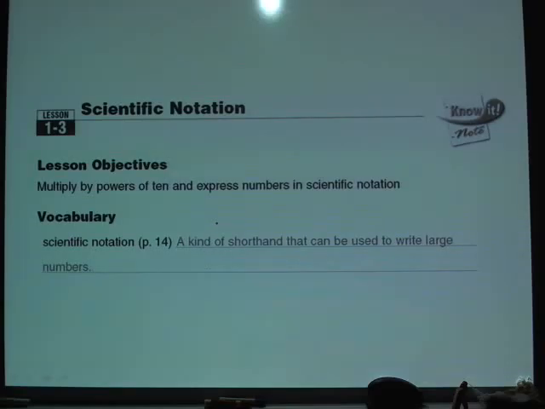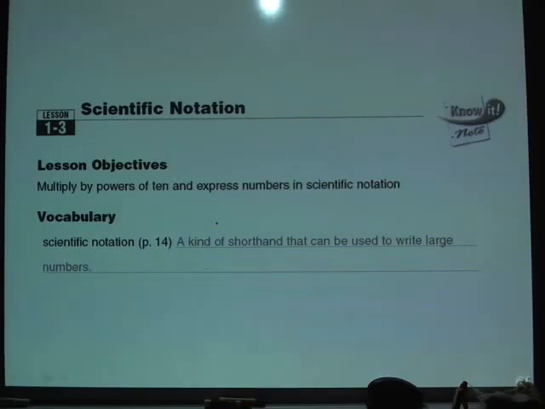What is scientific notation? That's a kind of shorthand that can be used to write large numbers. Now when we're talking about large here, we're talking about their actual length. Generally, when we talk about scientific notation, we talk about things that involve decimals. So we mean a number that has a lot of values after the decimal point. It doesn't mean large in terms of number line large. It could also be a very, very small number, something very close to 0, but has a lot of values after the decimal. That's when scientific notation comes into play.